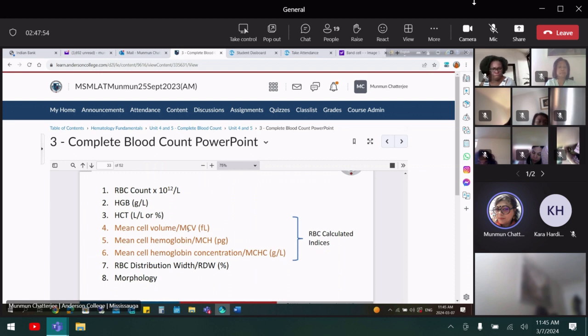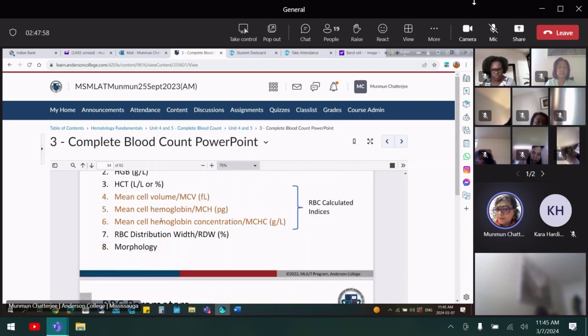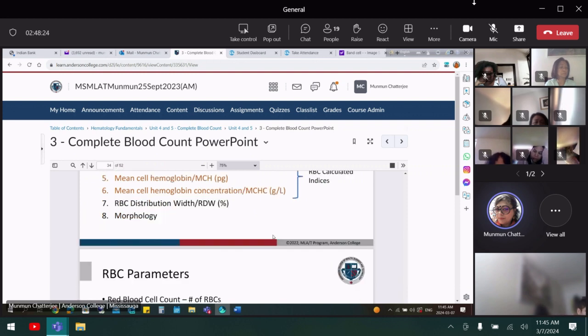Mean cell volume, MCV, is in femtoliters. You need to remember that MCV means mean cell volume. Mean cell hemoglobin, MCH. From here we can understand: M for mean, C for cell, H for hemoglobin. M for mean, C for cell, V for volume. Mean cell hemoglobin concentration, MCHC, is in grams per liter.